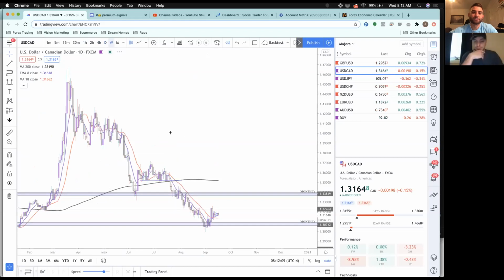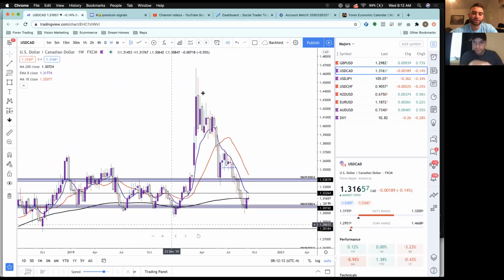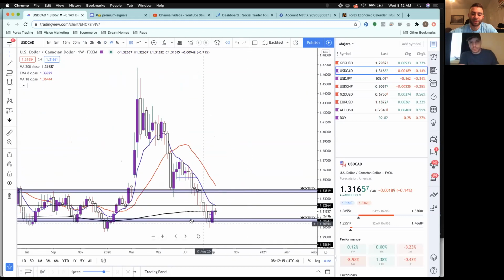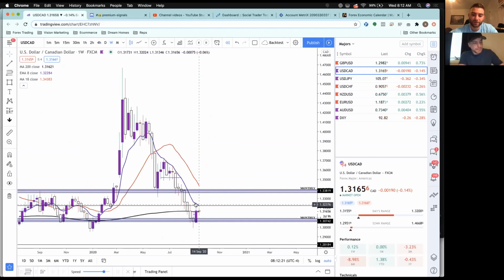So let's go all the way up to the weekly time frame. Weekly time frame on UCAD, we pushed to the upside, came back down. Now we're just at this monthly level. We're showing some resistance at this 200 off this weekly level right here. So we're still below these moving averages, very much bearish.